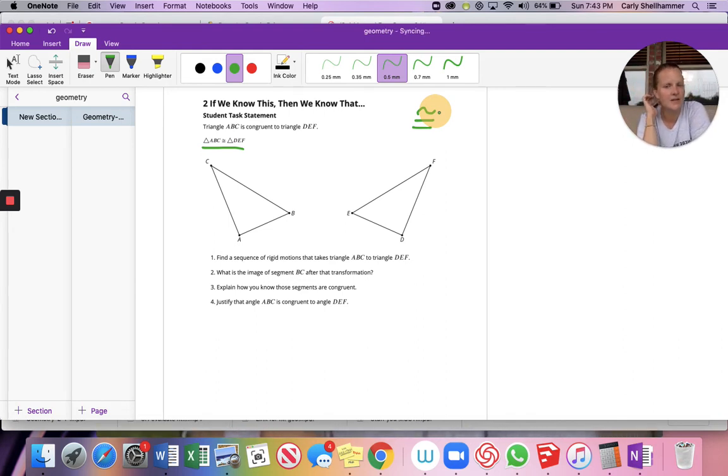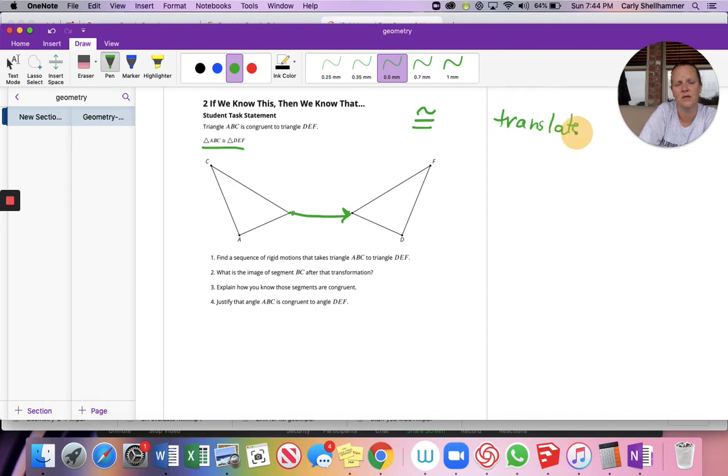All right, so this says find a sequence of rigid motions that takes triangle ABC to triangle DEF. Sequence of rigid motions means more than one. So if I want a sequence, it looks like I would translate, this will be nice, there's lots of extra room, translate triangle ABC by directed line segment BE, that's B, sorry, by directed line segment BE, where B would meet E.